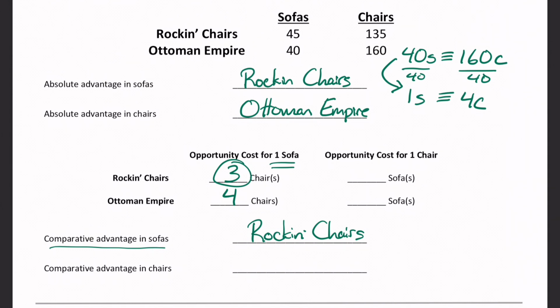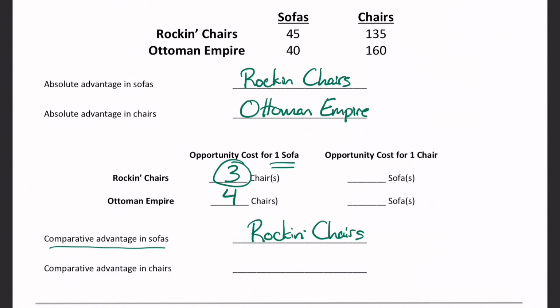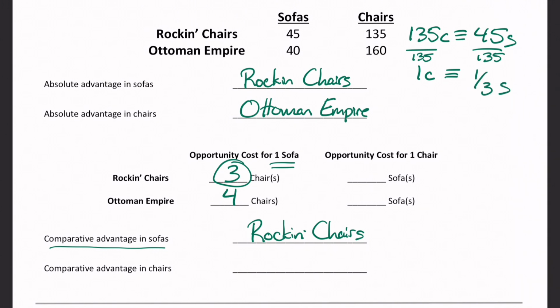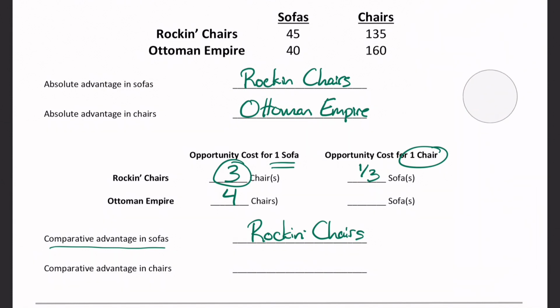Now let's take a look at the production of chairs, right? When it comes to chairs, we're going to do the exact same thing. We're going to set 135 chairs equivalent to 45 sofas. If we want this to say one chair in the end, what do we divide both sides by? We divide each side by 135. 45 over 135 is 1/3 of a sofa. So we write 1/3 of a sofa. That's Rockin' Chairs' opportunity cost. For every one chair they want to produce, they would have to give up 1/3 of a sofa.